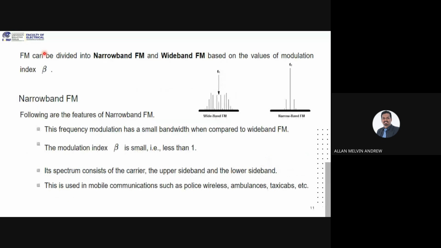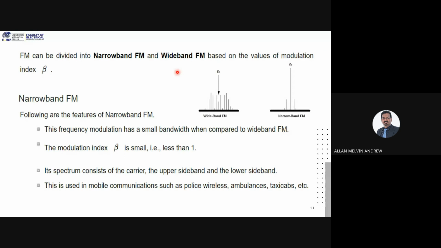So FM can be divided into narrow band. There are two types of frequency modulation. We call it narrow band, which is very limited, and we also have wide band frequency modulation. It depends on your application, where you want to apply it. Different applications: maybe certain applications only require narrow band.